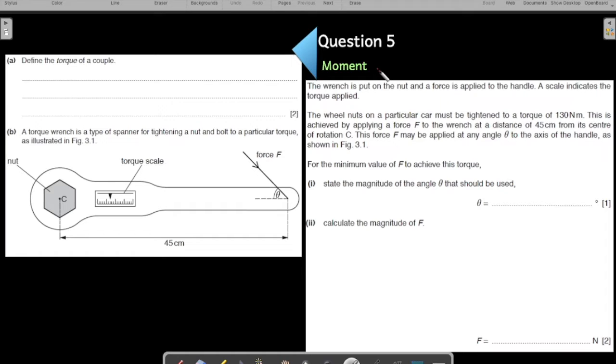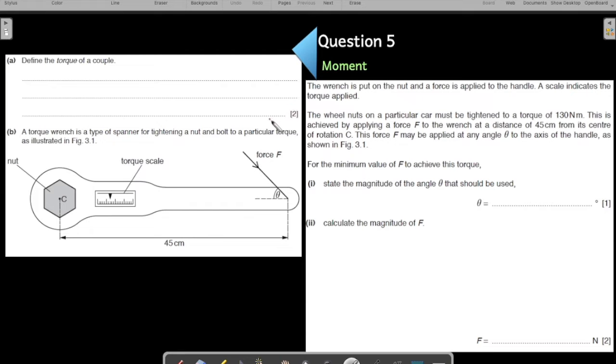So if you want, you can pause the screen here for a while, attempt the question yourself, and then play the video again to look at the working of it. So here you have the question. Define the torque of a couple. Now this question is a repeat of what we have already done in one of the questions that we have practiced so far on moments, and there also it was a 2-mark question.